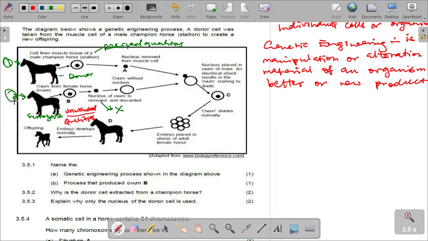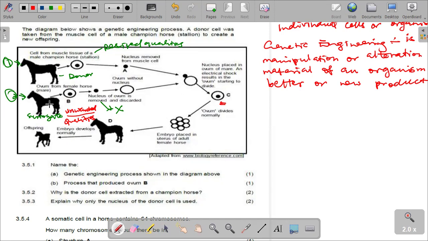So we are saying that the nucleus is the one that is being placed into the what? Into the ovum that had its nucleus removed, from the surrogate mother there. And then as you can see at C here, the ovum divides normally, and then the embryo is placed in the what? In the uterus of an adult female horse, which we can define as the surrogate.